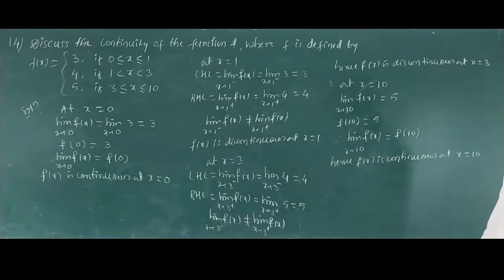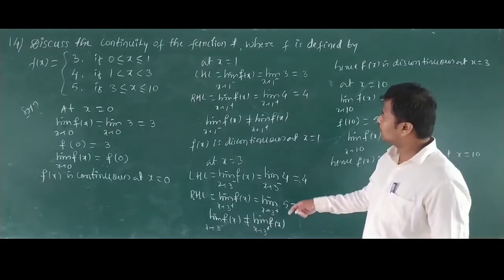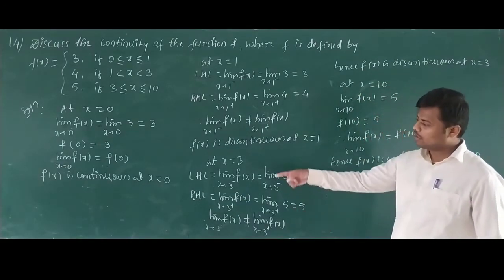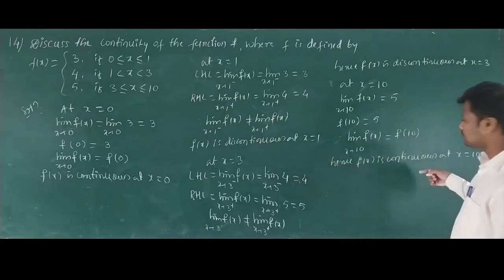What are they asking? Discuss the continuity of the function. So the points of discontinuity: which point is discontinuous here? At the points x equal to 1 and x equal to 3. So this function is continuous at x equal to 0 and x equal to 10.